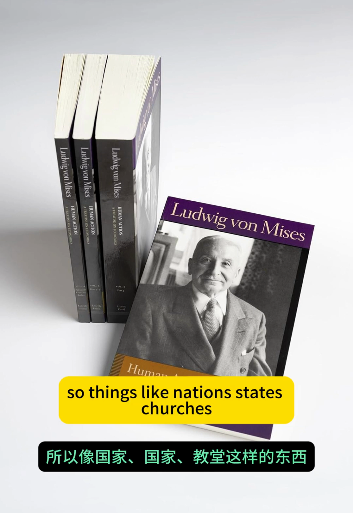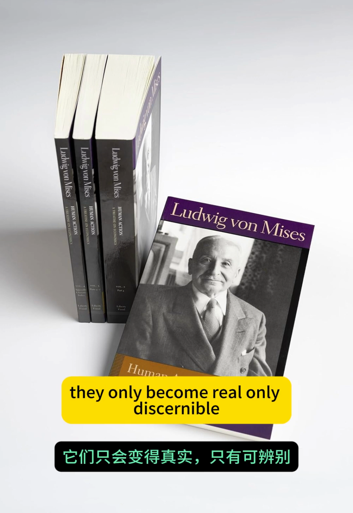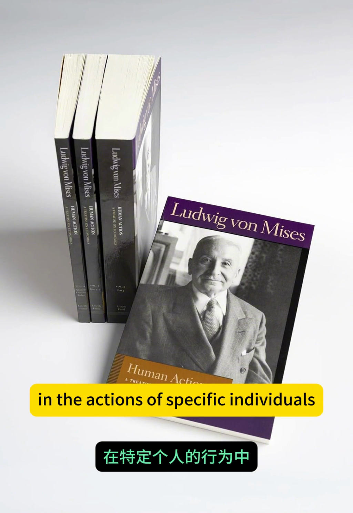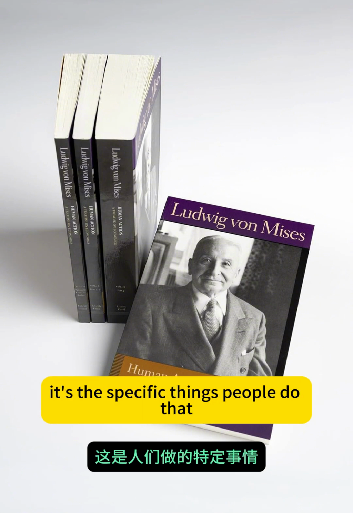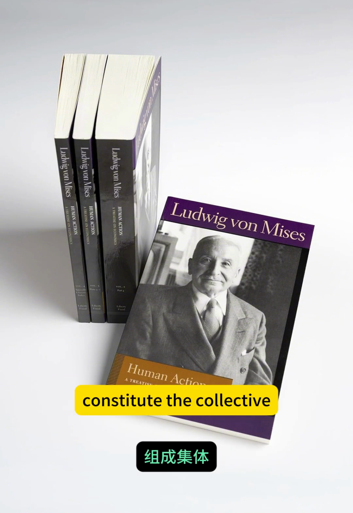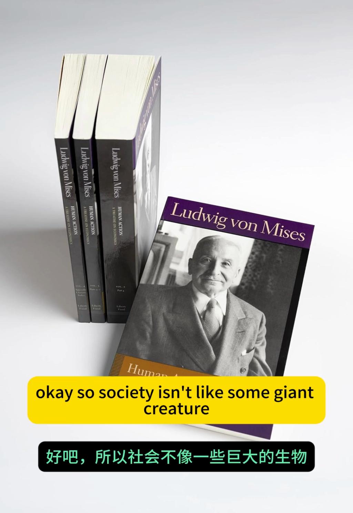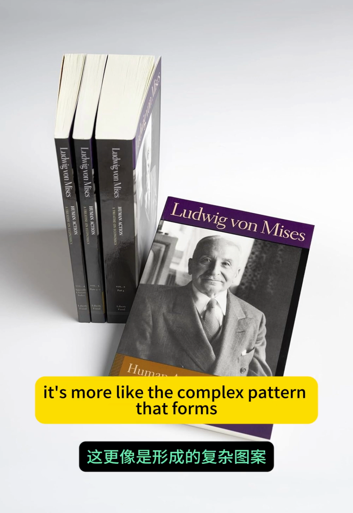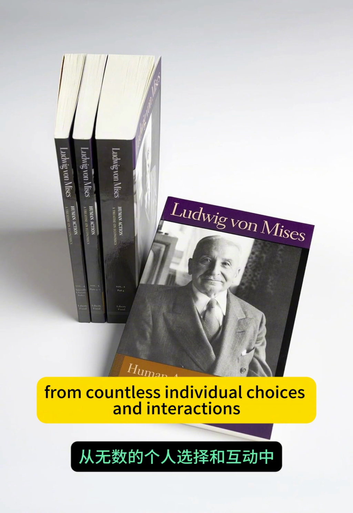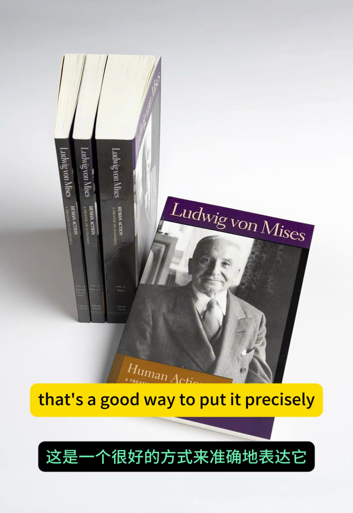There's no social substance or group soul or anything like that. So things like nations, states, churches, they only become real, only discernible, in the actions of specific individuals. It's the specific things people do that constitute the collective, the group, society. Okay, so society isn't like some giant creature. It's more like the complex pattern that forms from countless individual choices and interactions. That's a good way to put it.